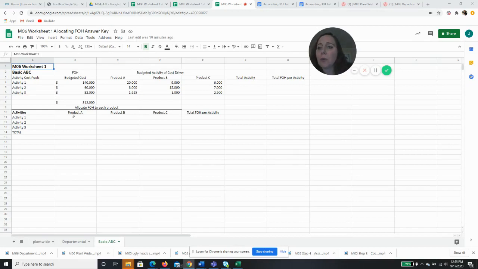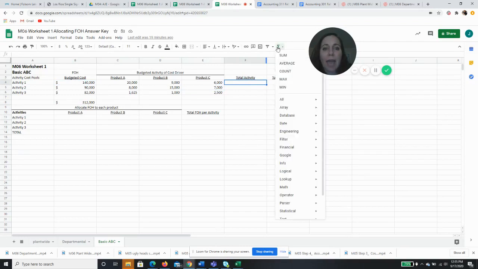All right, so in this worksheet, we have three activities. We don't know what they are. It doesn't matter for this. And we have costs that we associate with each of those activities. And then we have the budgeted activity of the cost drivers. So the first thing we want to do is say, how much total activity do we have? This is our denominator. Our numerator is going to be the cost. Our denominator is the activity.